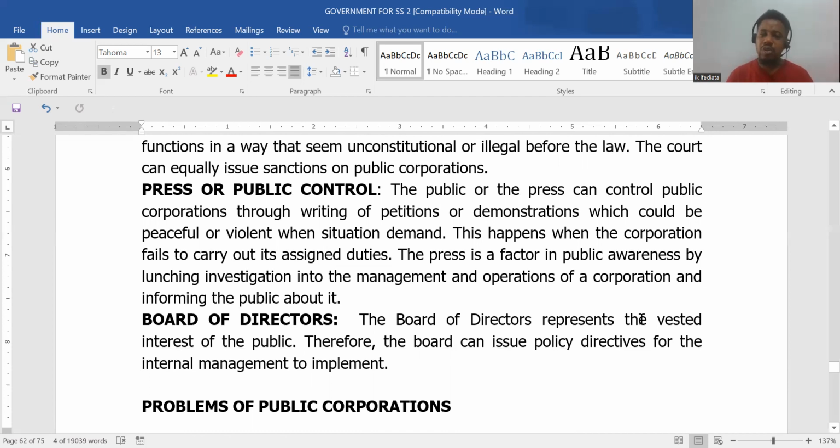Now, the board of directors represents the vested interest of the public. Therefore, they can issue policy directives for the internal management to implement. So the board of directors are the administrative head of the public corporation, right? So they can issue directives, they can decide. However, whatever they do must be done with the approval of the minister.